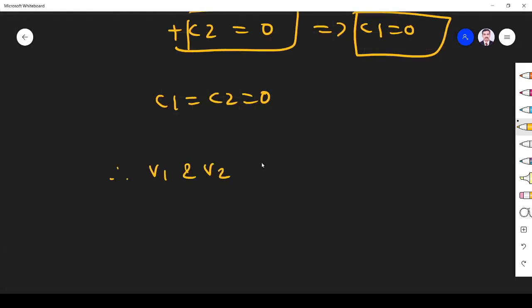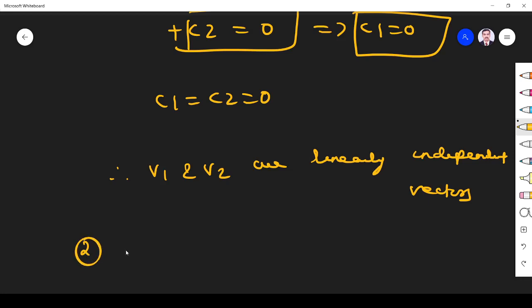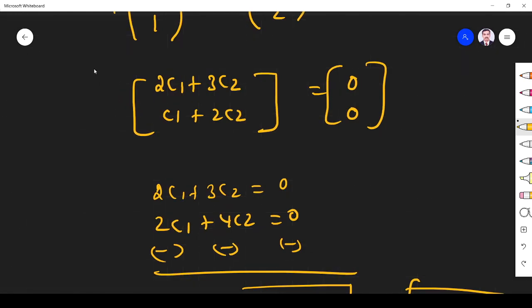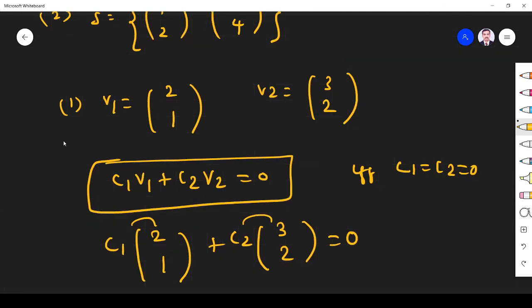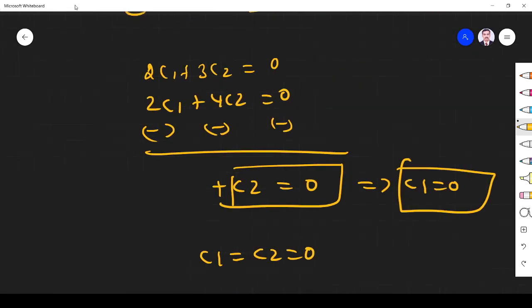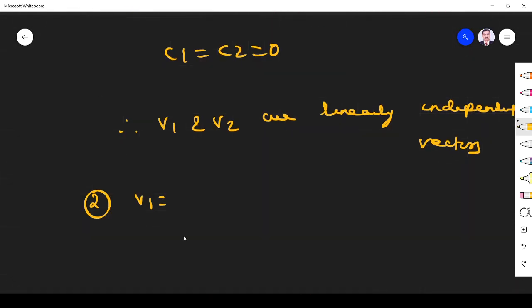Therefore, v1 and v2 are linearly independent vectors. Right? So this is a very simple problem. Now we go to the second problem. What is the second problem? Here v1 is (1, 2), v2 is (2, 4).